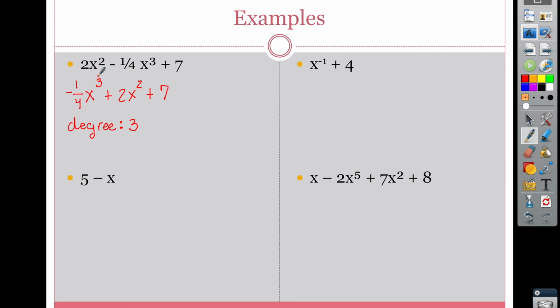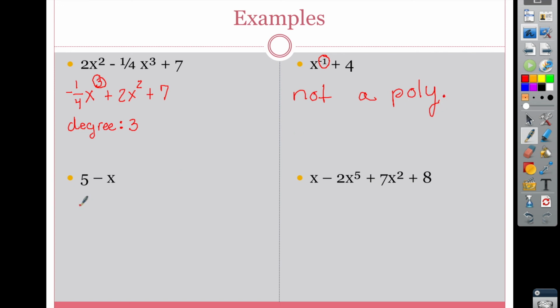Okay, let's try the next example. So we have x to the negative 1 plus 4. Because of the negative 1 as an exponent, it is not a polynomial. So this example is not a polynomial.